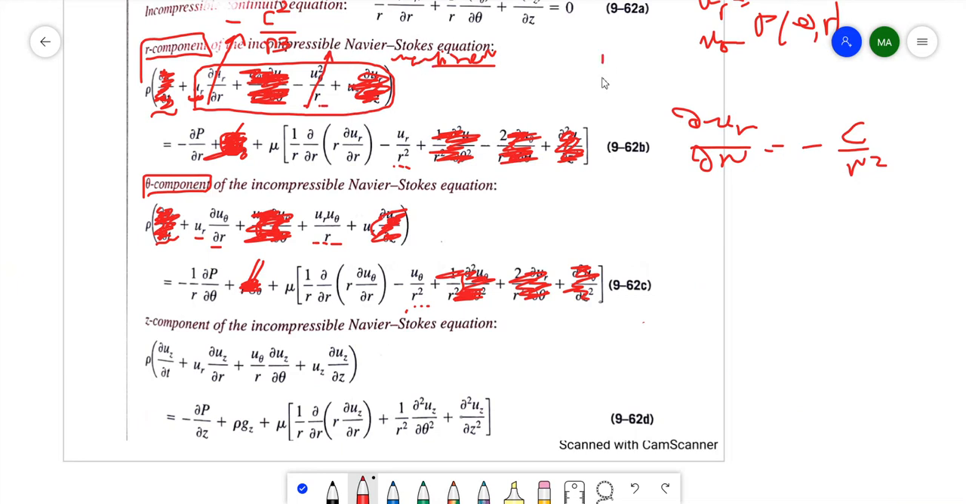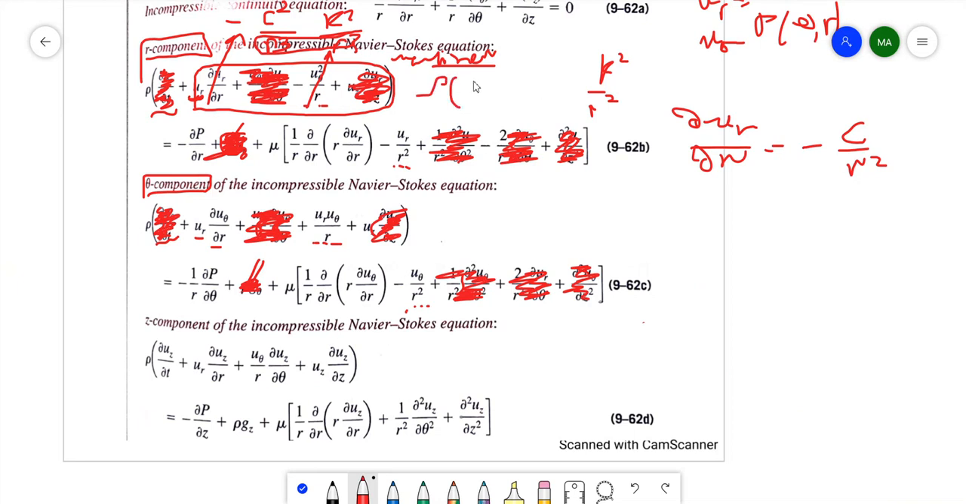U theta was K over R. So when we square it, we will have K squared over R squared. And then divide by R again. So R squared, and then you will have R squared also here in the denominator. Okay. So it will be R cubed multiplied by it. So K squared over R cubed. We can add those two because they have R cubed in common. So we will have the convective terms.